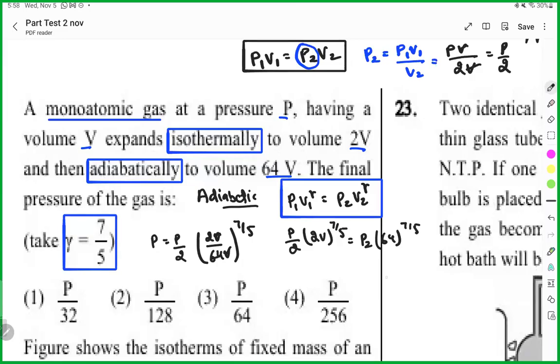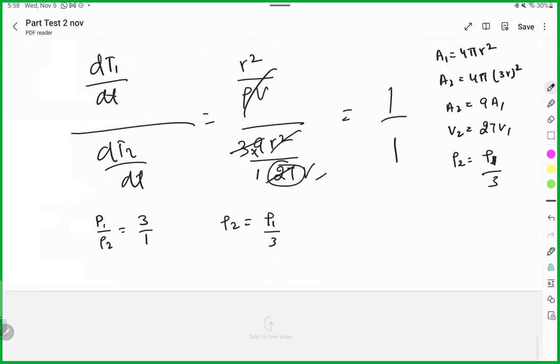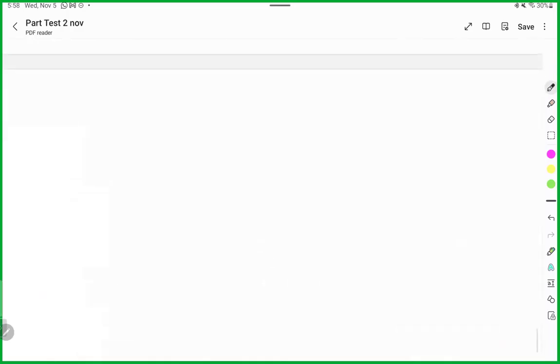How to do it? Because 2 raised to power 5 is equal to 32. So 32 will be equal to 2 raised to power 5. Got it? Any doubt, guys? If you are confused, let me tell you how I did.